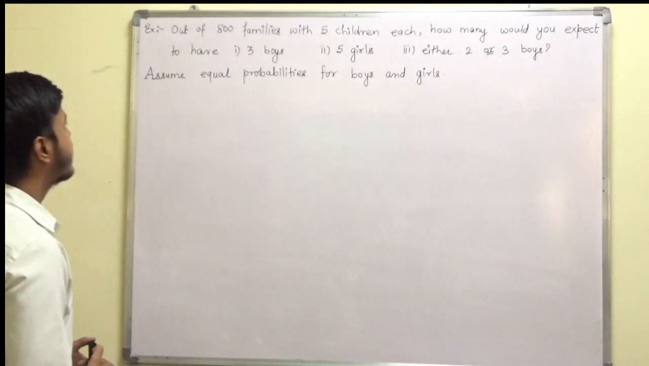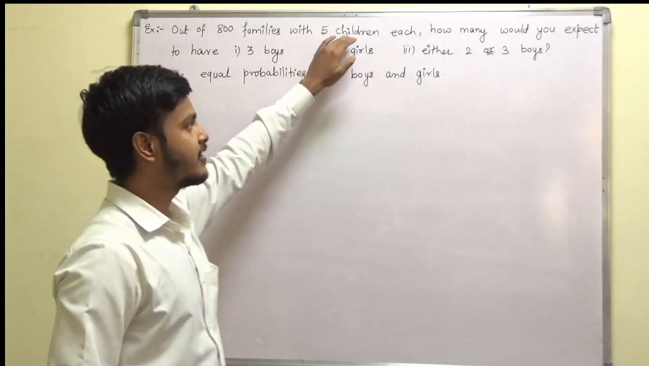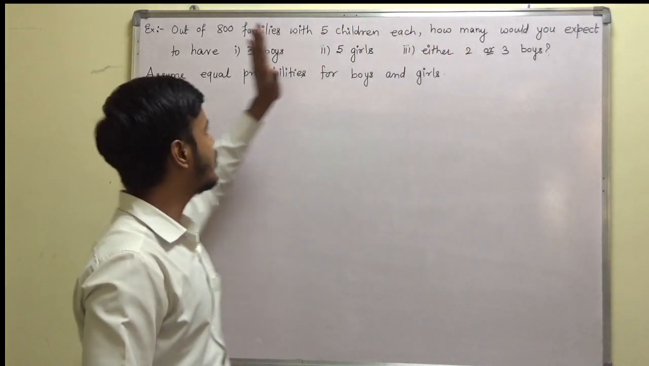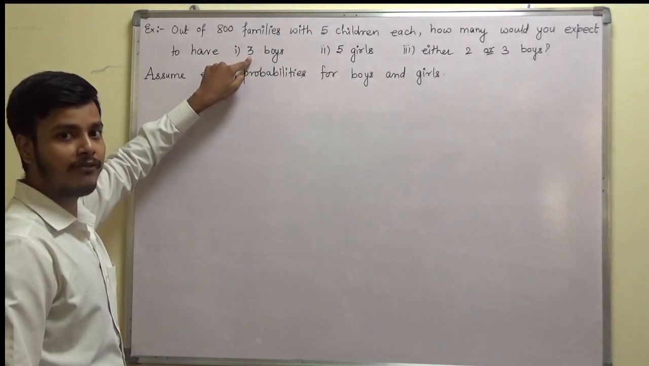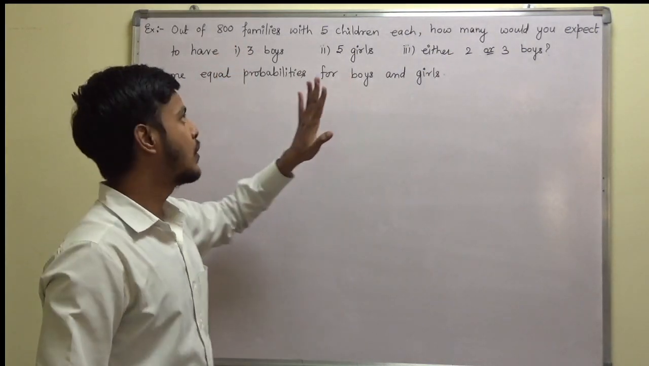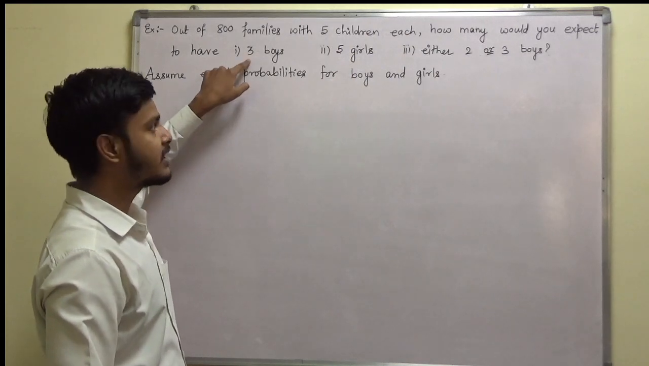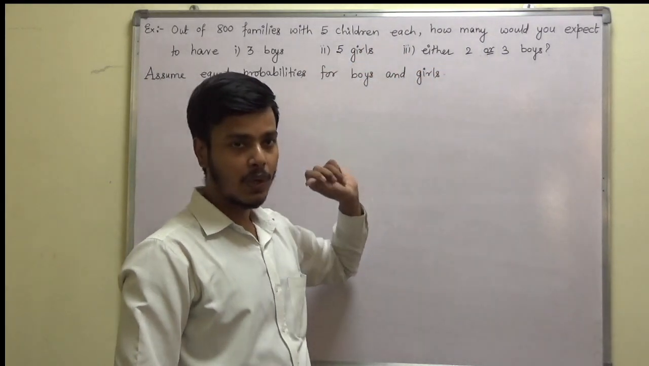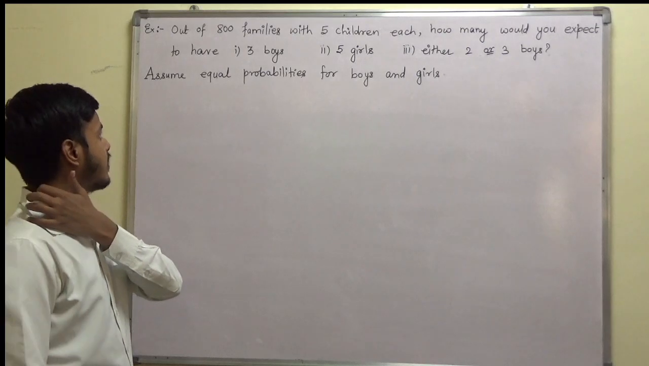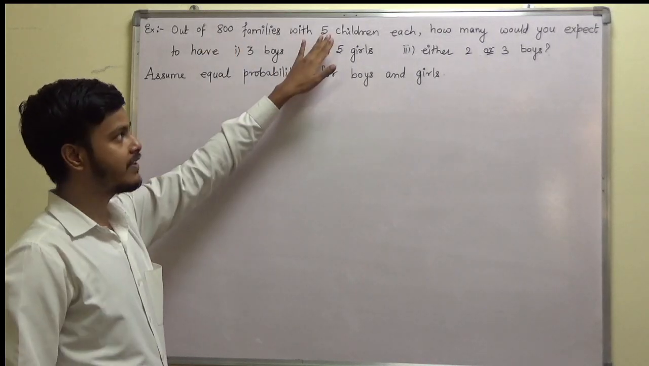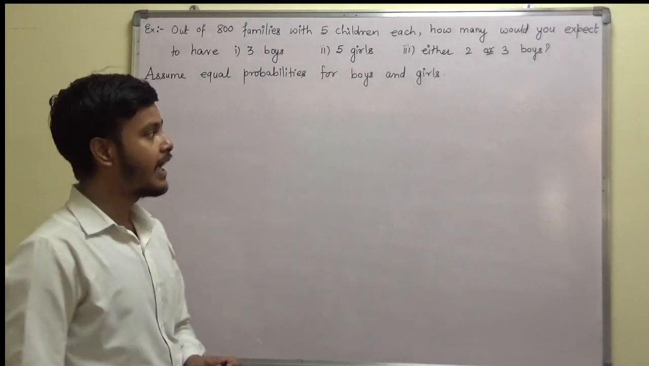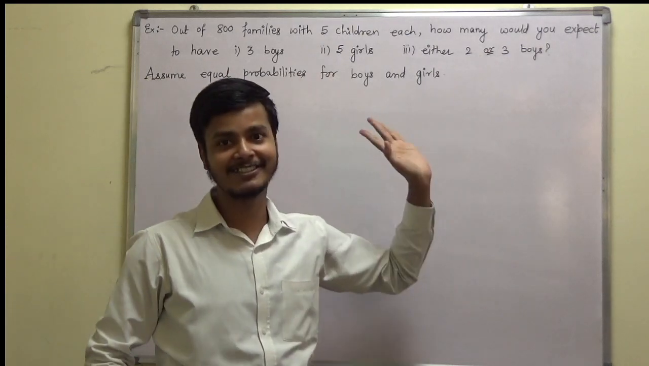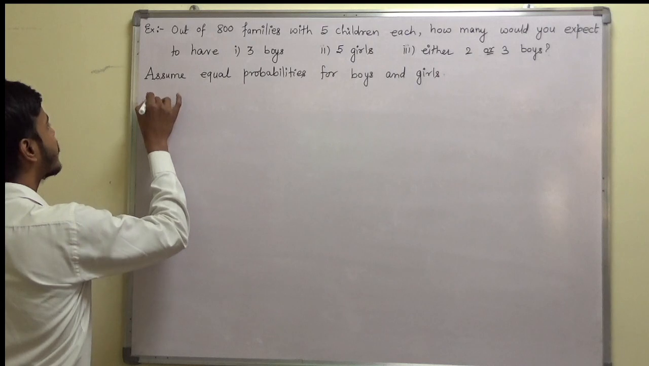This problem says: out of 800 families with 5 children, how many would you expect to have 3 boys? So we have to find out the number of families with 3 boys, with all 5 girls, and with either 2 or 3 boys. That is the given thing: 800 families with 5 children, and we have to find out these 3 things. We are given that we assume equal probabilities for boys and girls. Let us start with the solution of this.